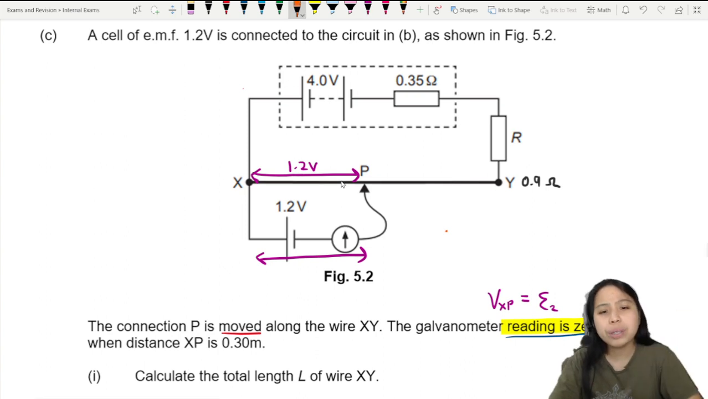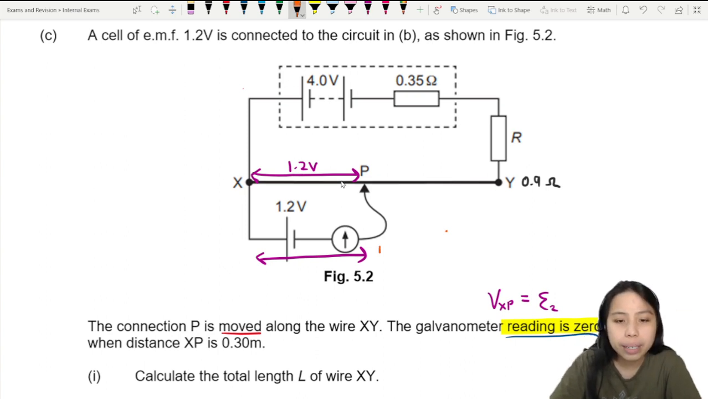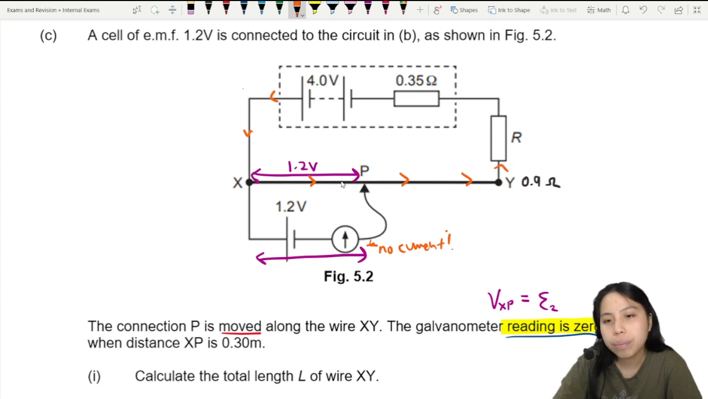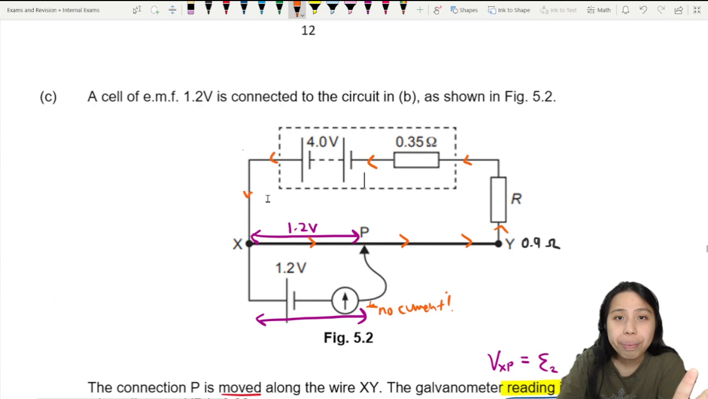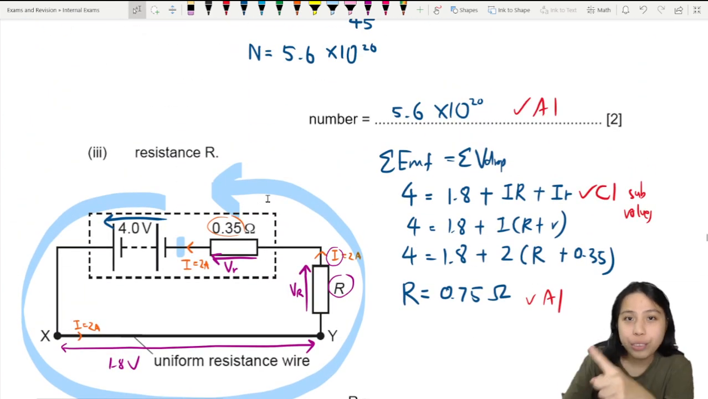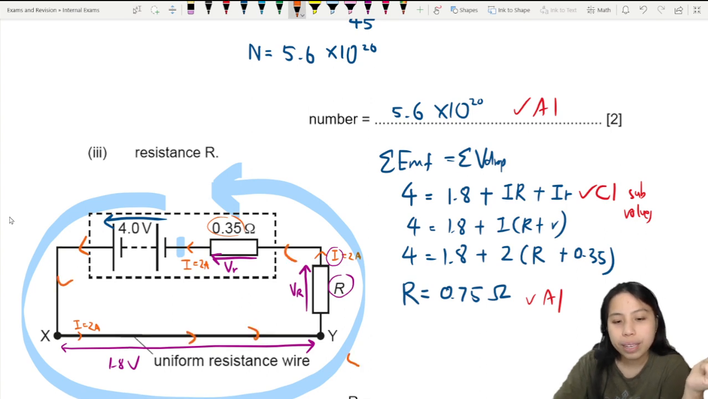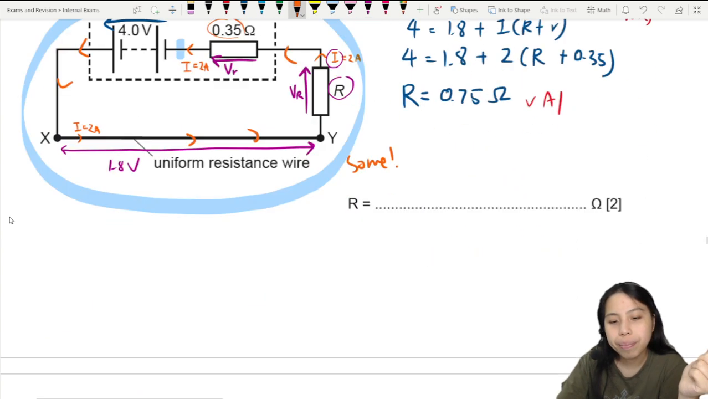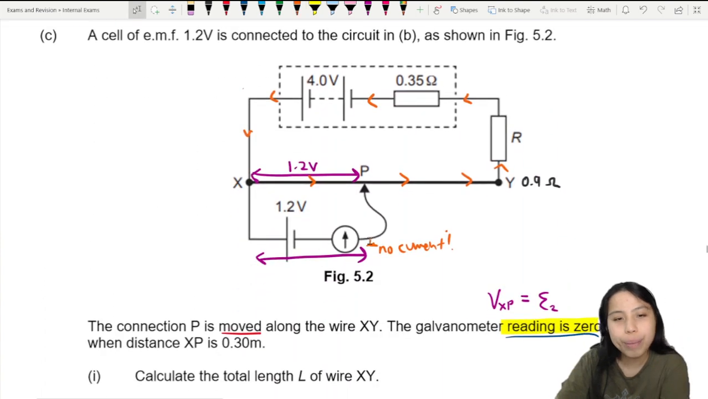So if there's no current going through the lower part here, no current, it means any current that comes from the battery will only flow through the upper half of the circuit, also known as the primary circuit. So this is the same as this one just now. It's just one loop, just one circuit here. The current just flows in a loop. So this is the same. Just don't panic about the down here. There's no current down here.